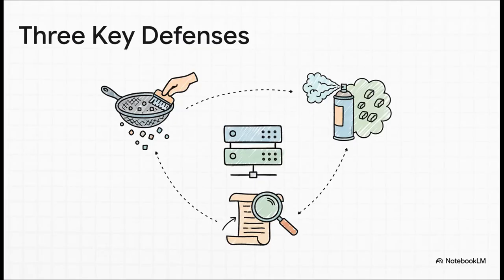Now, there's no single silver bullet here. It's all about a defense in-depth approach. Think of it like a security system with 3 layers. We've got data sanitization, differential privacy, and output filtering. Each one has a really important job to do.